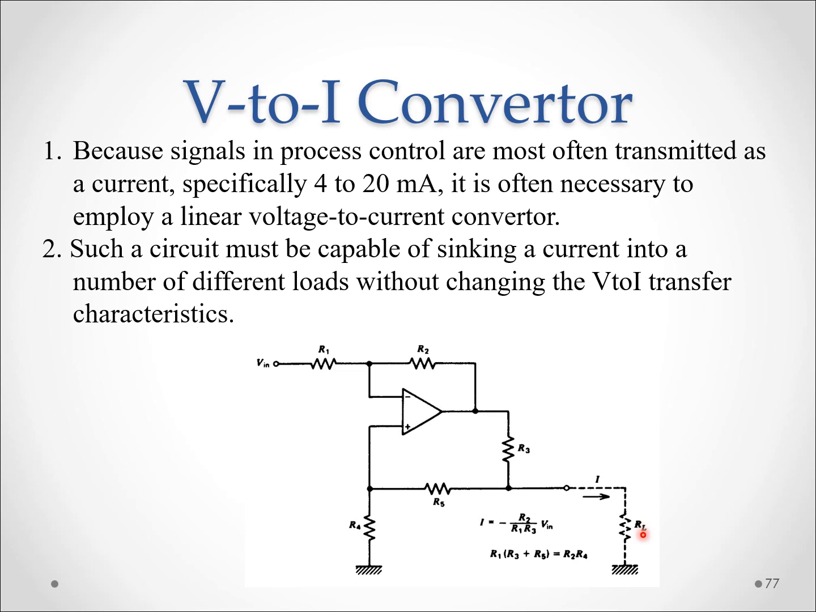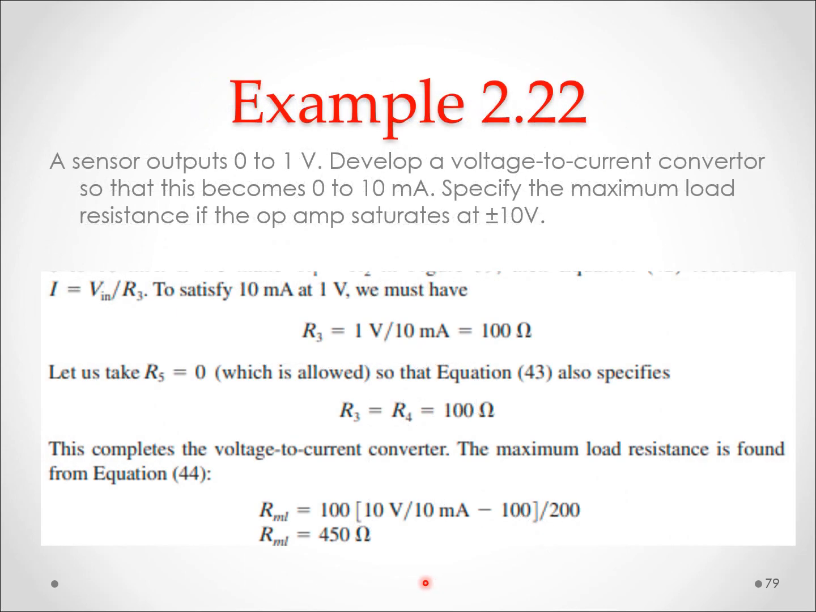Let's say we have a sensor that outputs 0 to 1 volt, and we need to develop a voltage to current converter so that this becomes 0 to 10 milliamperes. Specify the maximum load resistance if the op-amp saturates at plus or minus 10 volts. To solve this, to satisfy 10 milliamperes at 1 volt, we must have R3 equal to 100 ohms. Let us take R5 equal to 0, which is allowed. The equation also specifies that R3 will be equal to R4, which is equal to 100 ohms.